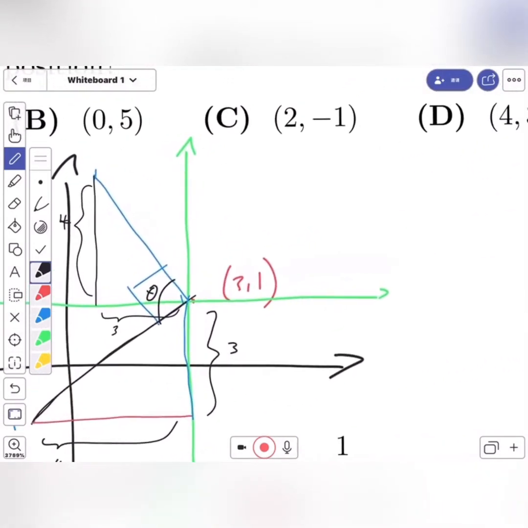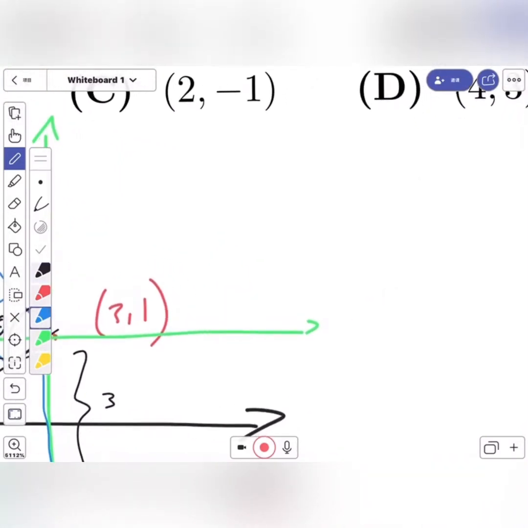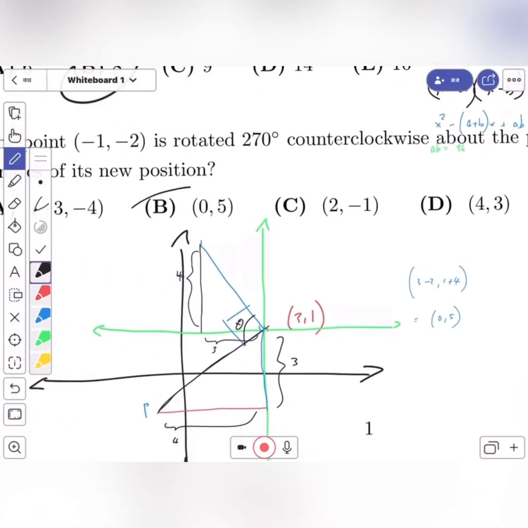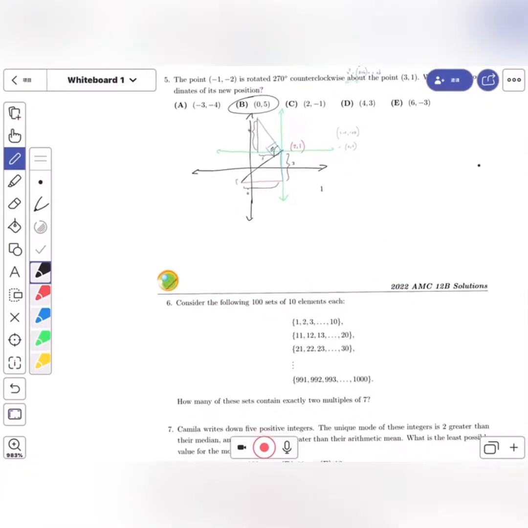So this entire thing tells us that the new coordinate will be 3 units to the left of 3, 1, and 4 units above 3, 1. So the new coordinate is 3 minus 3, 1 plus 4, which is 0, 5. And this essentially gives us answer choice B. Okay, now proceeding to the next one. Number 6.